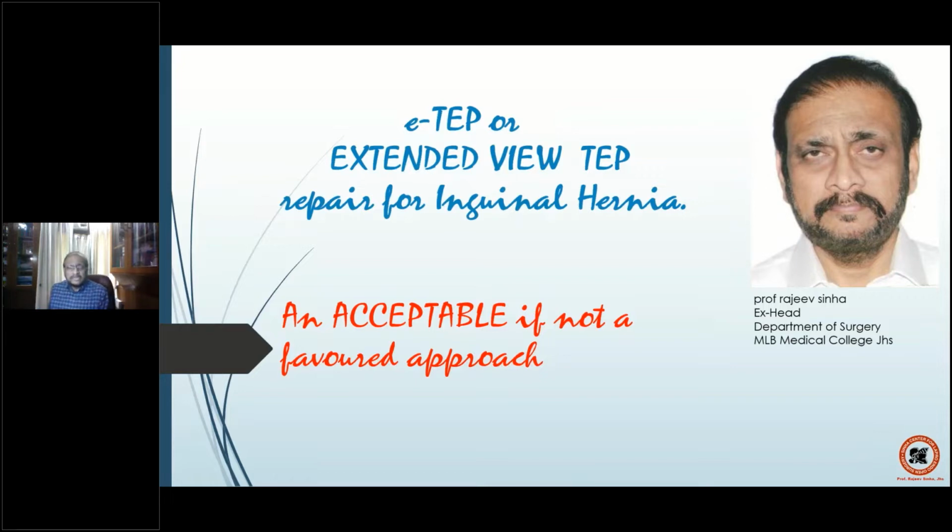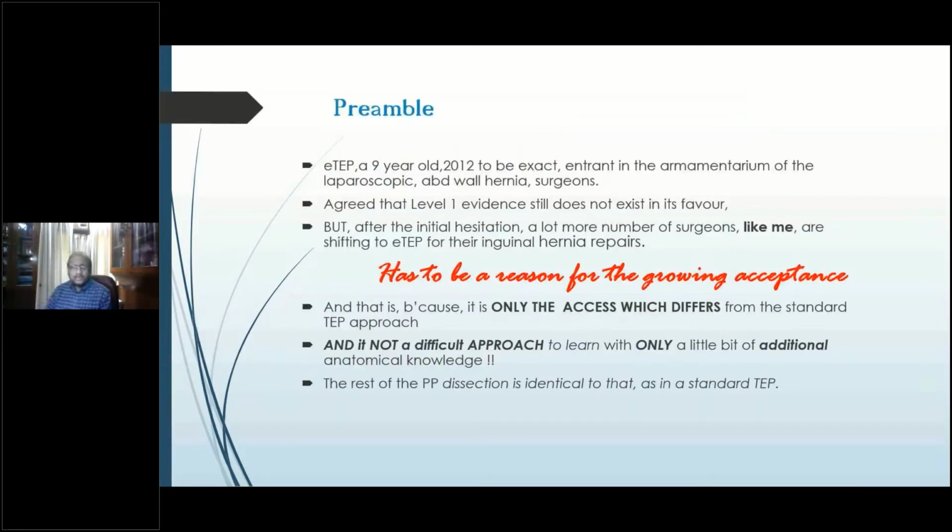We're talking about eTEP, or extended view TEP, in context to repair of the inguinal hernia. eTEP, a 9-year-old, 2012 to be more exact, entrant in the armamentarium of the laparoscopic abdominal hernia surgeons. Agreed that level 1 evidence still does not exist in its favor, but after the initial hesitation, a lot more surgeons like me are shifting to eTEP for inguinal hernia repairs.